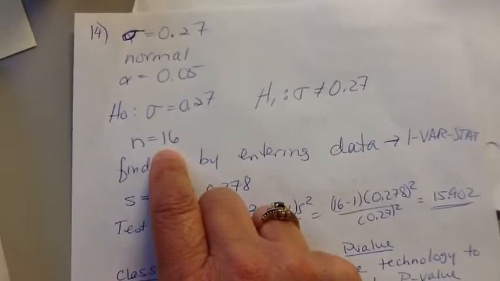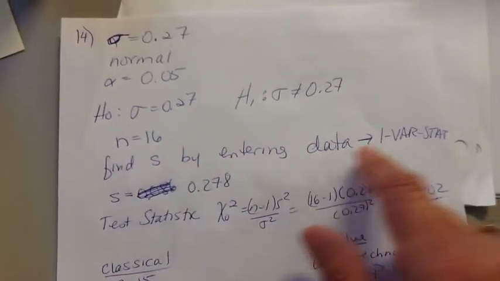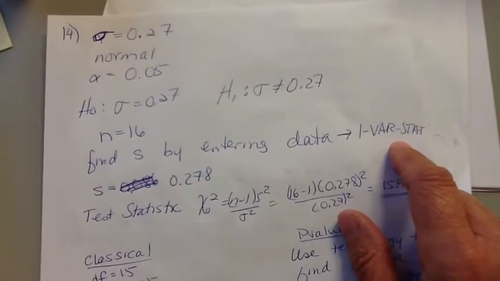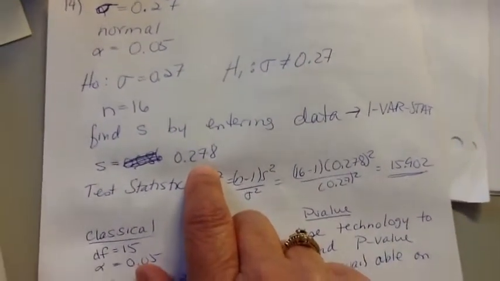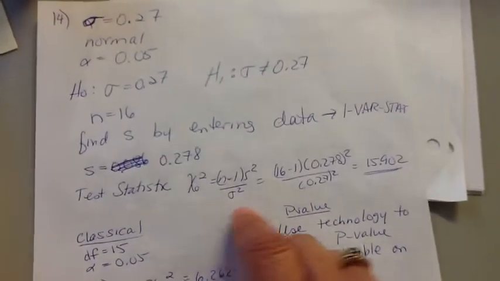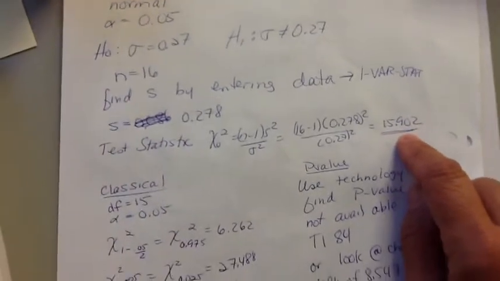I have a sample size of 16. I find my sample standard deviation by entering the data and doing a one-variable stat. And this is what I've got. I'm not going to go through those steps because you guys know how to do that. So now I can find my test statistic. Plugging in my numbers, I get this as my test statistic.